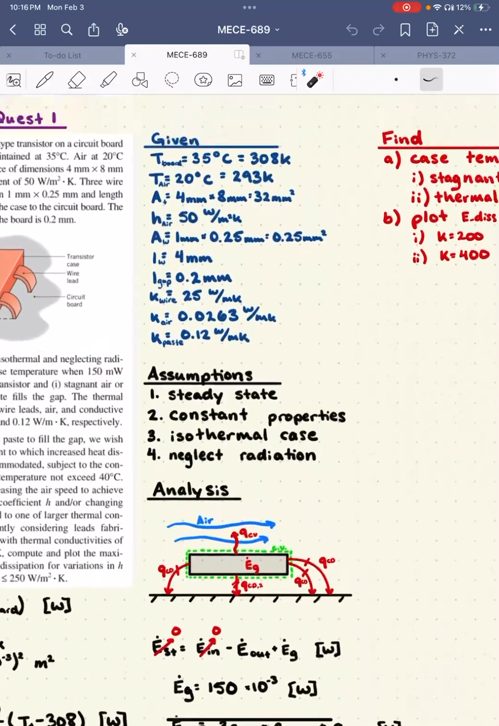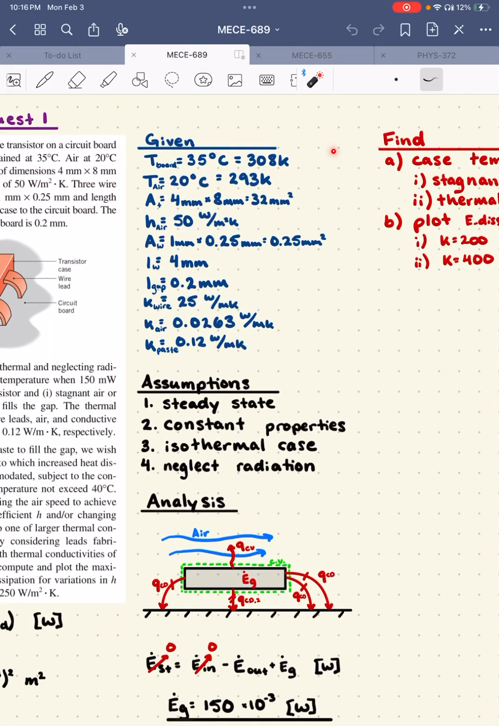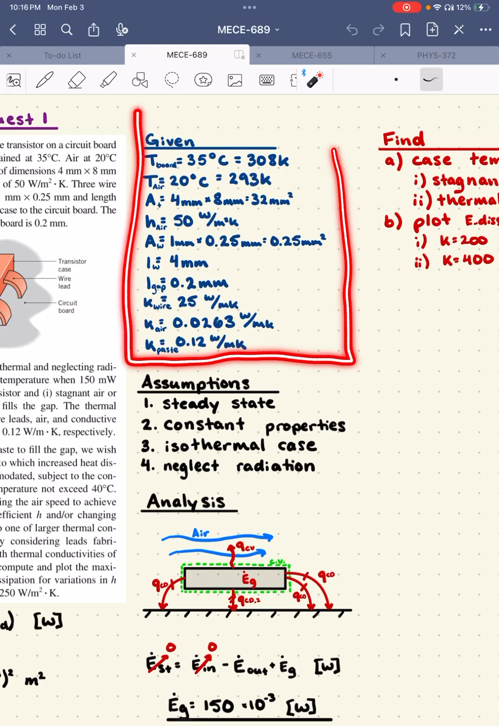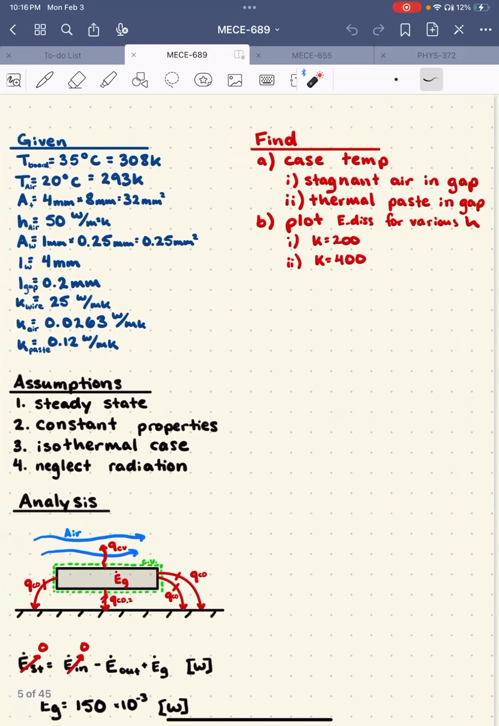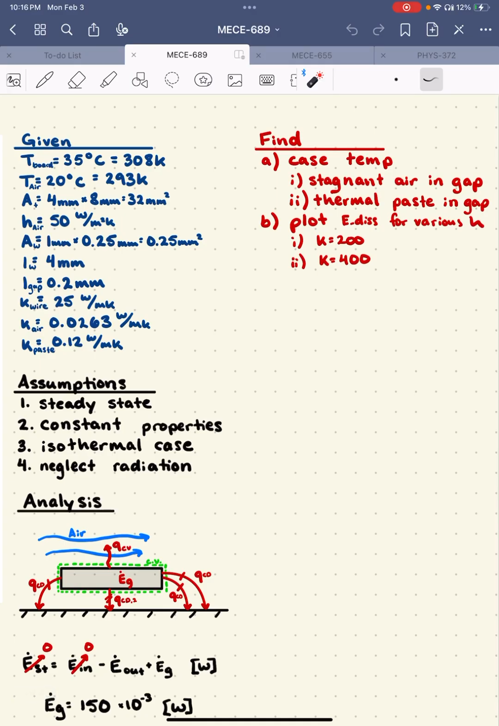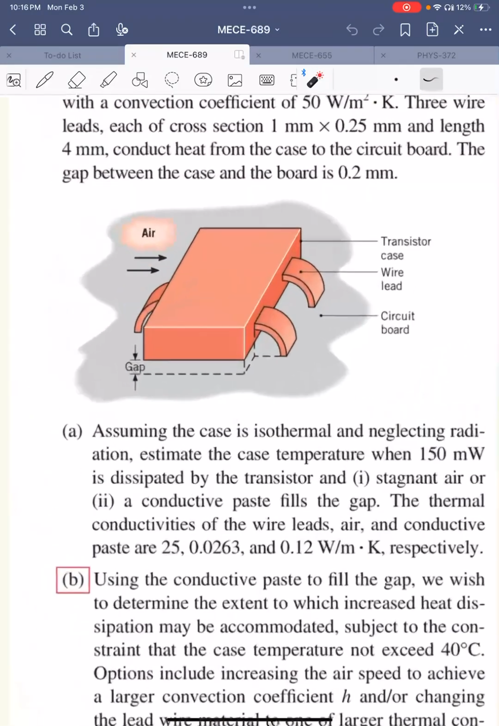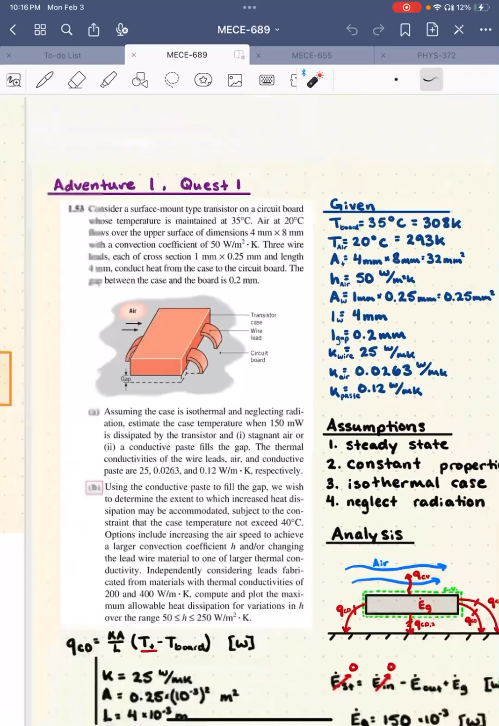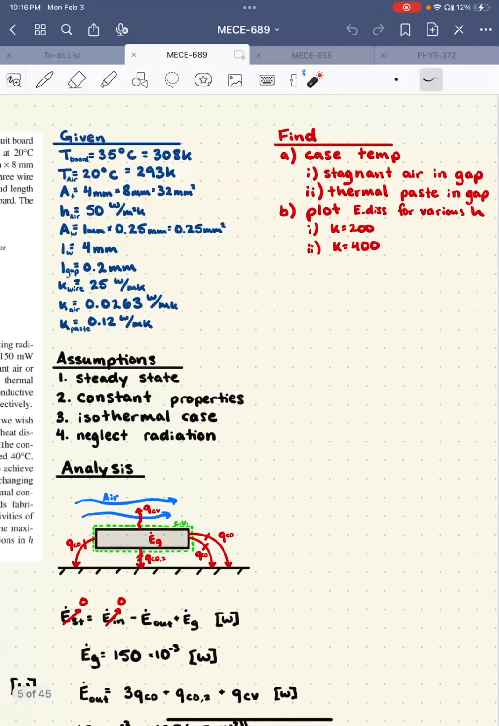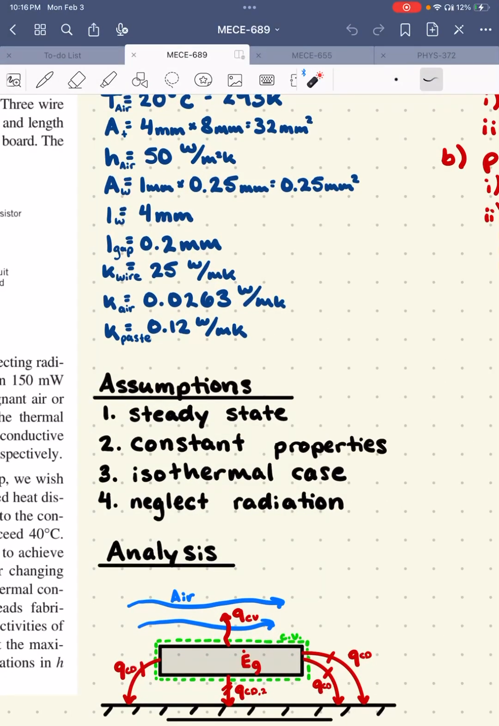So as a summary, we're given these variables here, and we're asked to find these 2 things. So we want to find the case temperature when there's stagnant air in the gap between the transistor and the board, and when there's thermal paste in that gap. So those are defined by having a conductive coefficient of either 0.0263 watts per meter Kelvin or 0.12 watts per meter Kelvin.